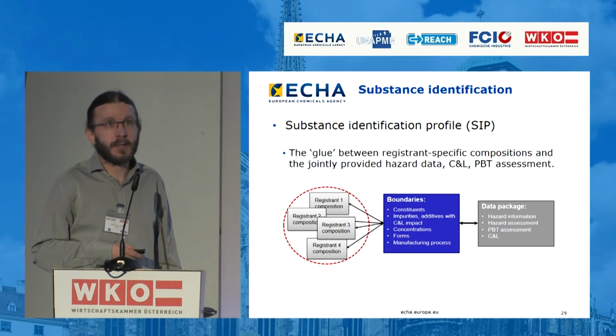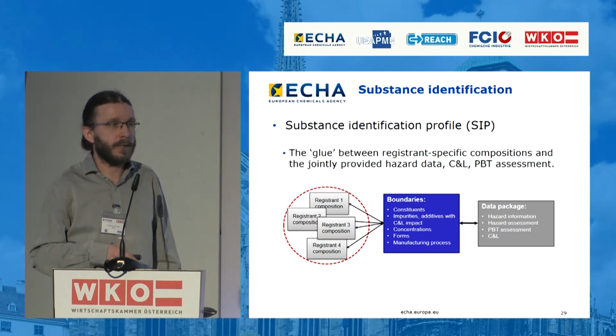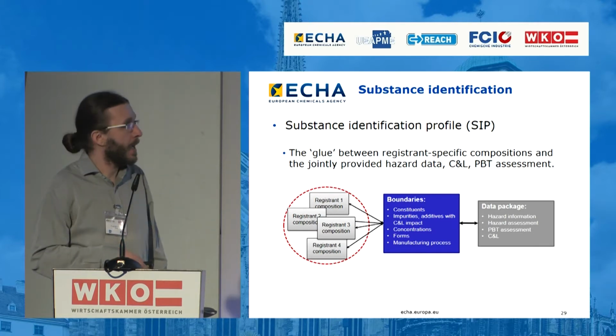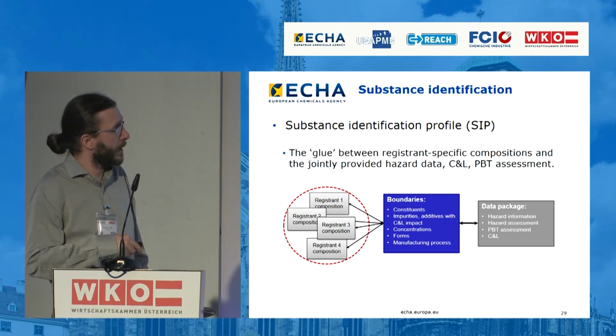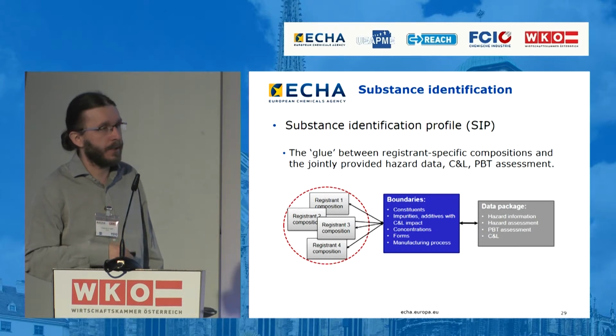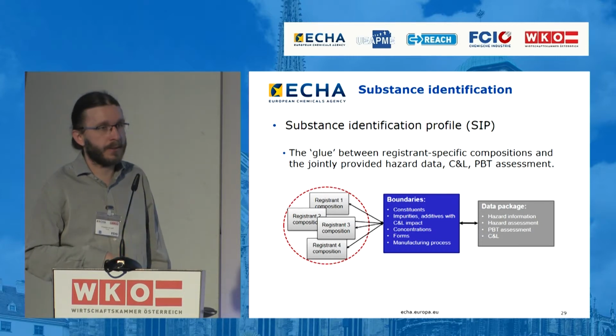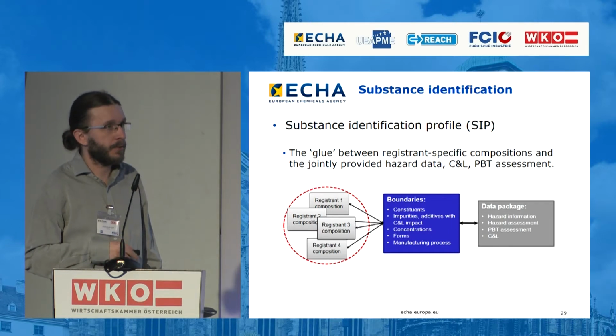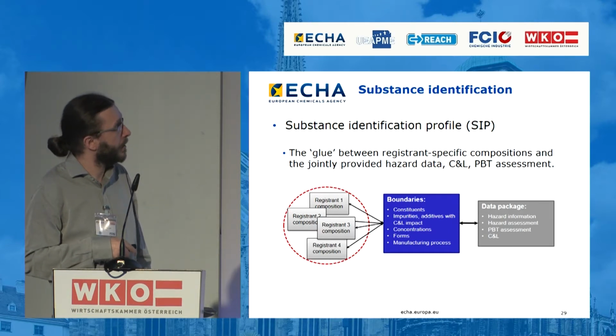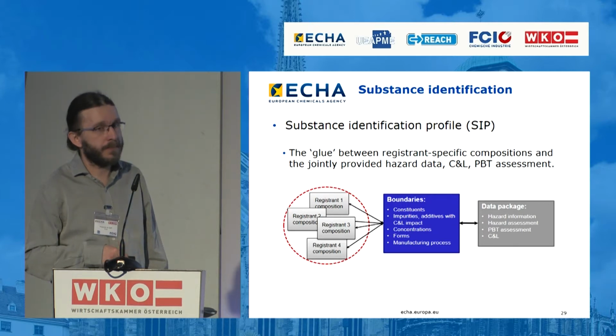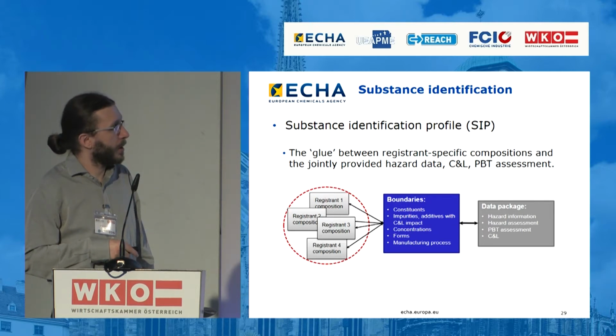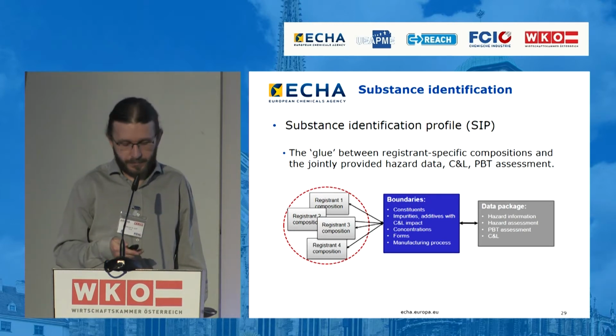So this substance identification profile is agreed within the joint submission. And it's important to agree on this data because this will be the scope of the joint submission and the joint registration. And this will create the link between your substance's composition and the data package in terms of hazard information and PBT assessment or classification and labeling. So everything that will be outside this substance identification profile could not be covered by the same data package, for example.